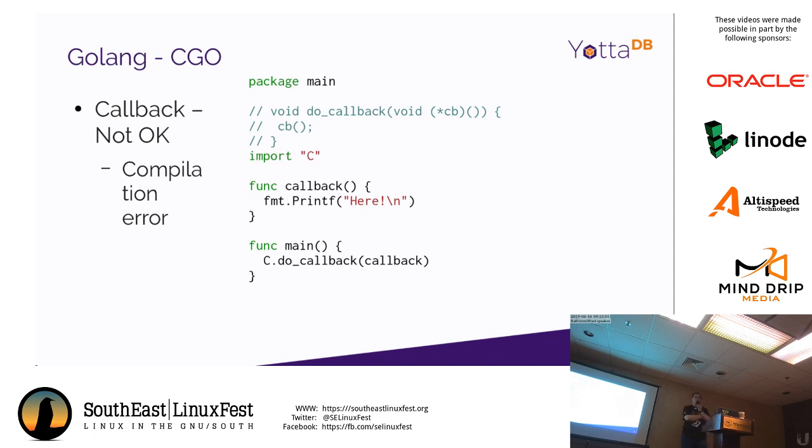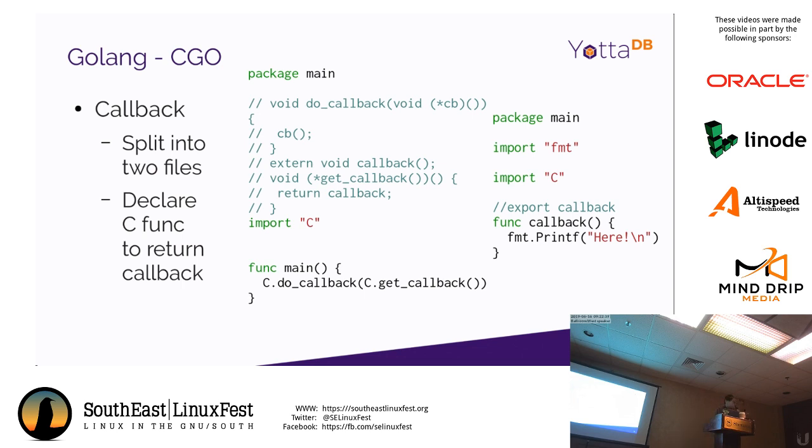So the first thing we're going to do is define a function which takes that pointer to the function which returns void. And we're going to just call it. It doesn't actually do anything. I suppose it's supposed to print here, but unfortunately, this does not compile, right? We get an error because in C, you can't pass a pointer to a Go function.